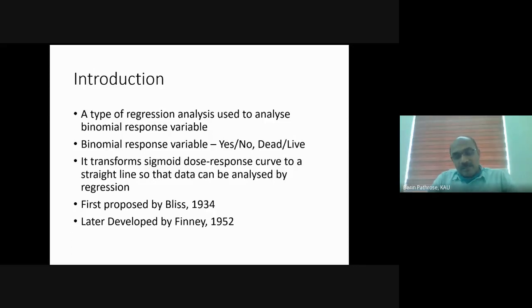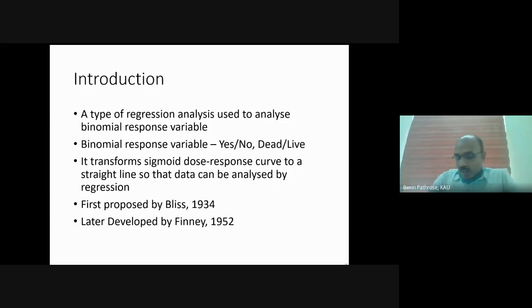In the same manner, probit analysis is also a kind of analysis wherein we are transforming the data so that the data can be analyzed as a regression analysis. Probit analysis is nothing but a regression analysis. But before taking up that regression analysis, we will transform our data so that the data can be subjected to regression analysis.